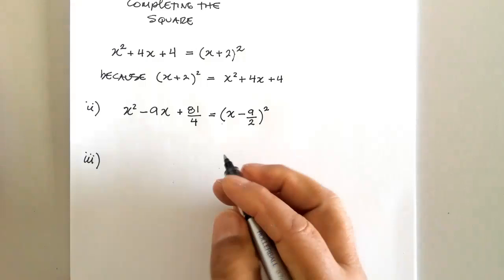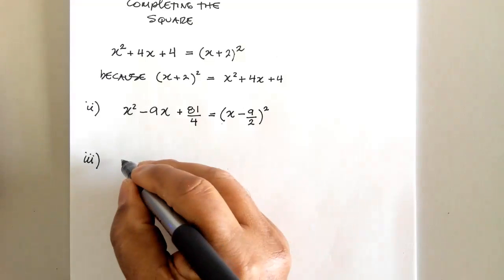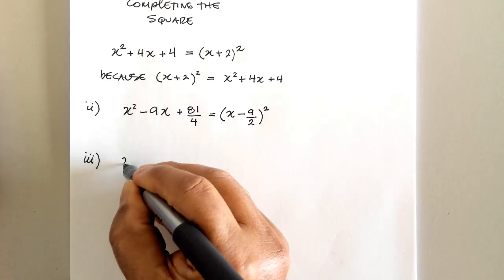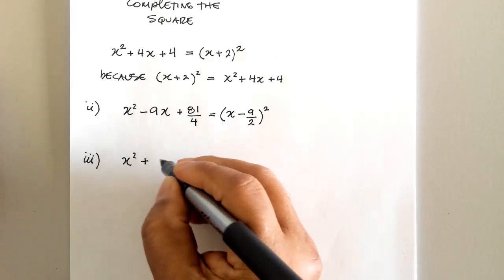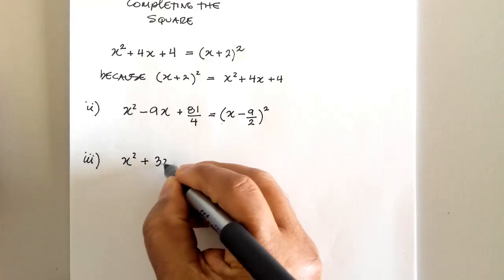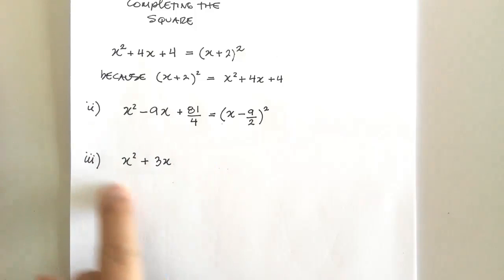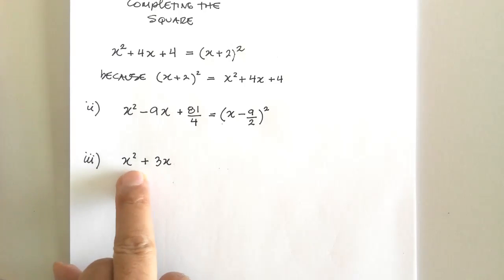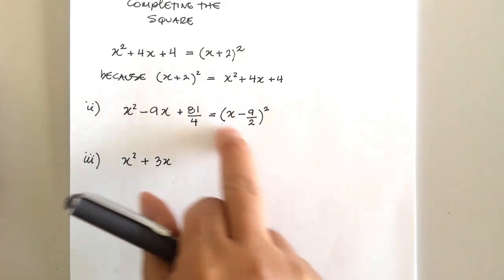All right, let's say that we have now, let's just make anything. So x squared plus 3x. All right. Okay, and again, this is not a perfect square, obviously.